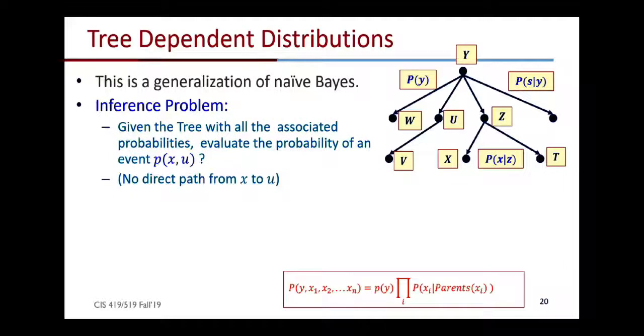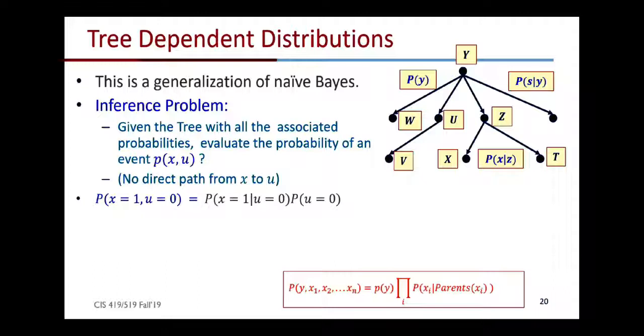Okay, the final thing I want to know is when I have a joint event without a direct path between the variables. So in this case, I'm choosing x and u. There's no path from x to u. And if I want to compute this, what I'm going to do is climb up. And every two nodes in the tree always have, at some point, a joint parent.